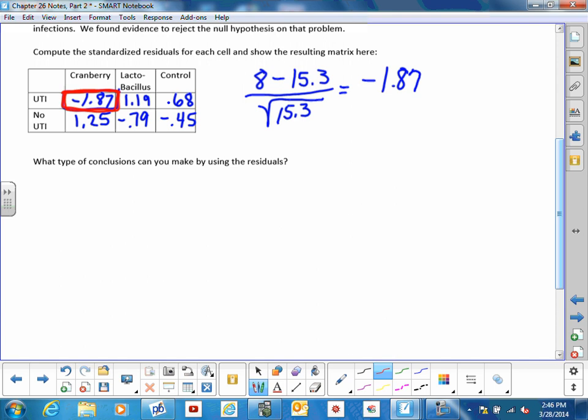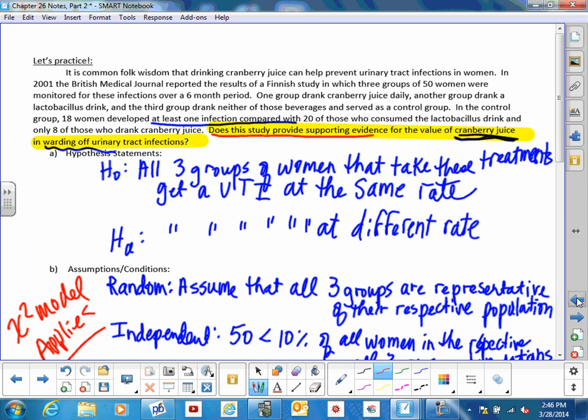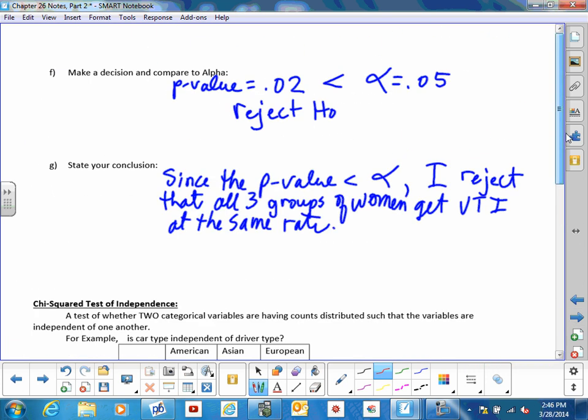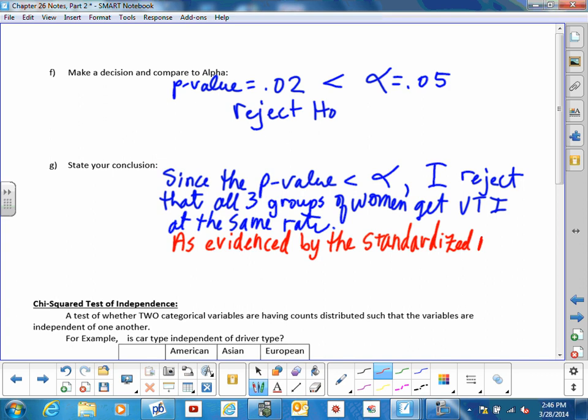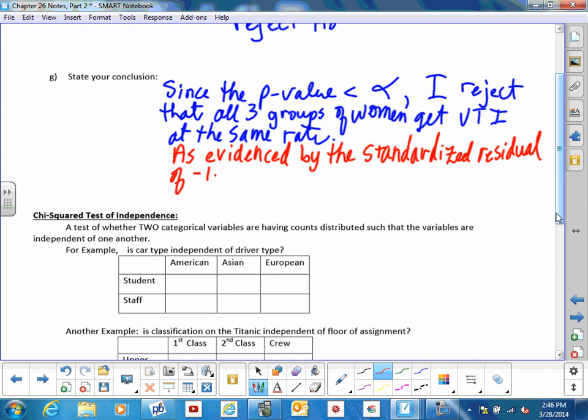So what type of conclusion could we make? Well, we actually can make the conclusion that it asks us about in our statement here, which is: does this study provide supporting evidence for the value of cranberry juice in warding off urinary tract infections? And so what I can say is this: as evidenced by the standardized residual of -1.87. And then I can answer the question.